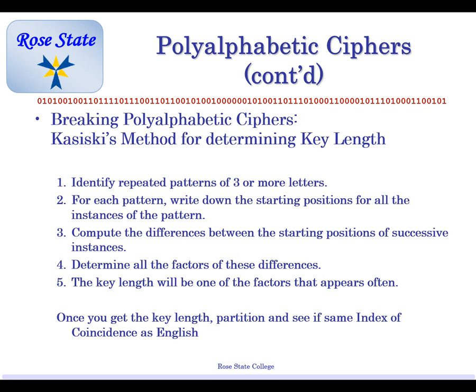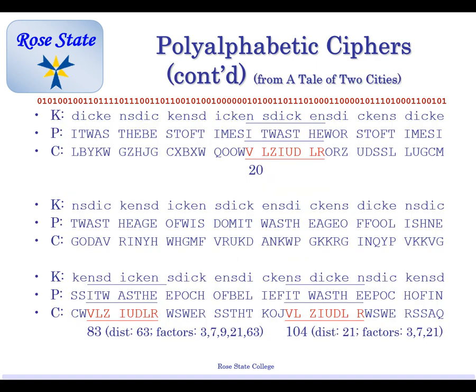The key length will be one of the repeating factors. So if I have this thing repeating multiple times, find all the beginning positions, subtract the difference, then factor all the differences. Whatever numbers are in all of the factors are the probable key length. Simple, isn't it? So what do you mean by repeating patterns? I will show you that.